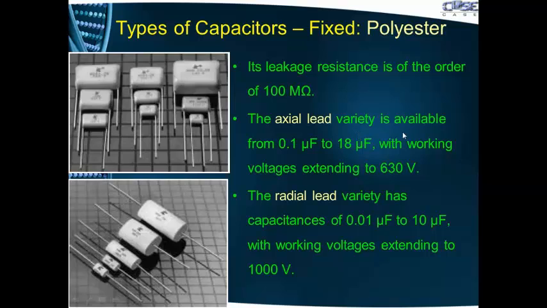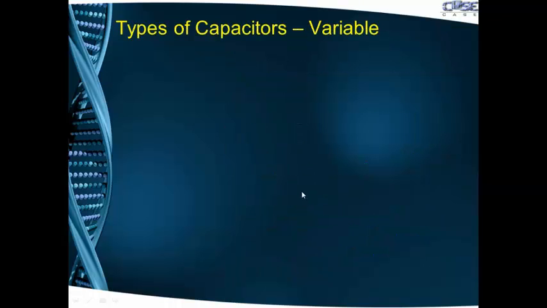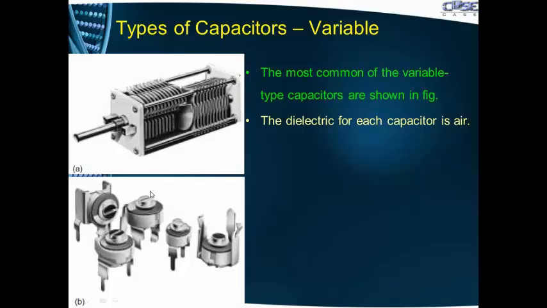The axial lead variety is available in this range with working voltage of this much, and the radial variety has these values and working voltage of 1000 volts. These are the variable type of capacitors whose capacitance values can be varied using the shaft arm. Sliding this arm will change the overlapping area of these plates, and the value of the capacitor would be changed. And in this type of variable capacitor, a screw knob is provided to change the value.